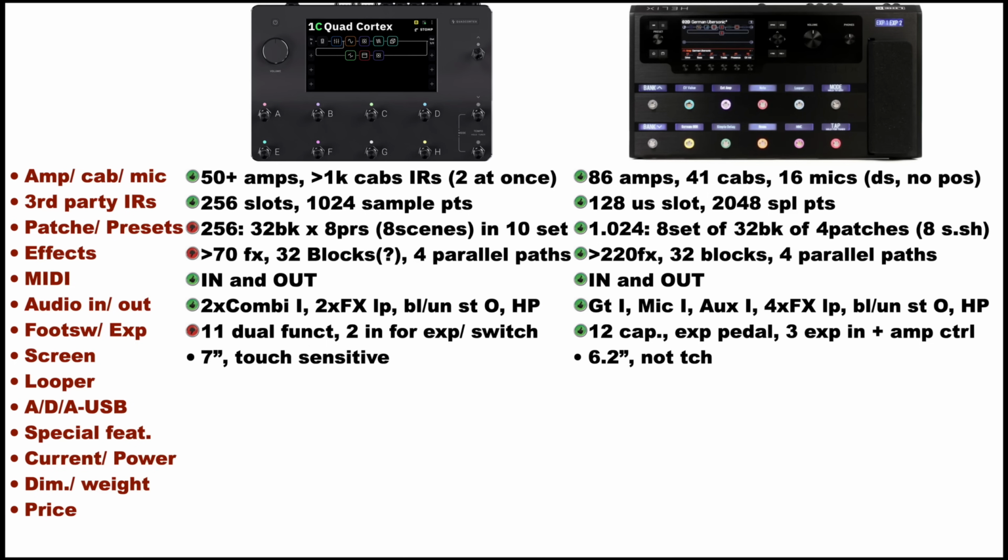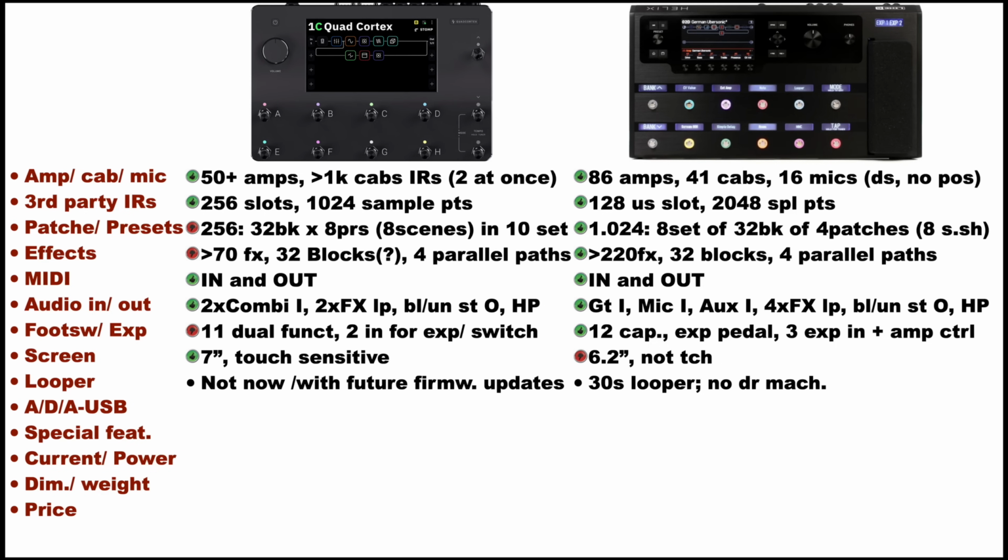The screen of the Quad Cortex is superior to the one of the Helix, no doubts here, and it is also touch sensitive. The Helix has a 30-second stereo looper, where currently the Quad Cortex does not come with a looper. It should be added with a future firmware update, but so far the Helix is better.